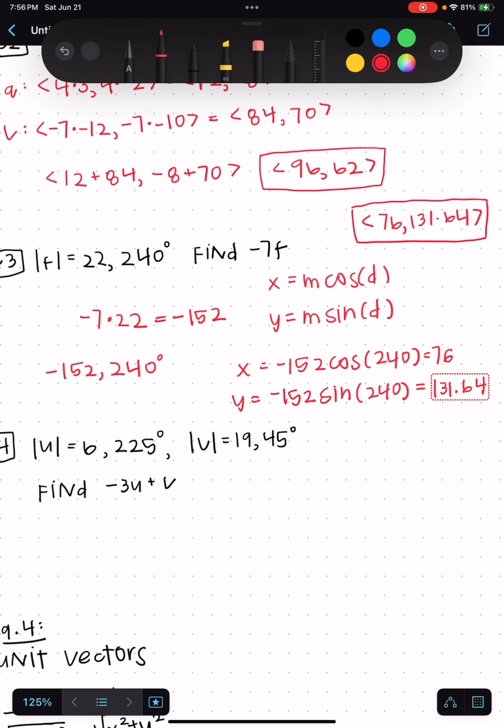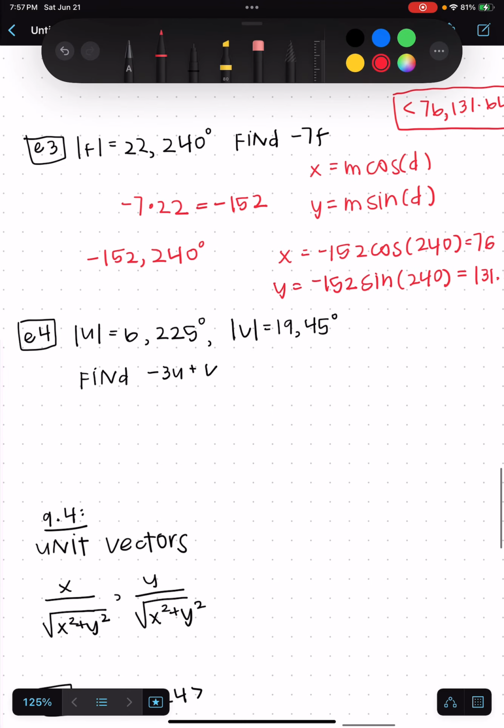All right. So now that happened. We did it kind of not necessarily a backwards way, but we found the new magnitude by multiplying by -7 first, and then we converted to component form. Now with example 4, you don't have that luxury because you want to add the two things together.